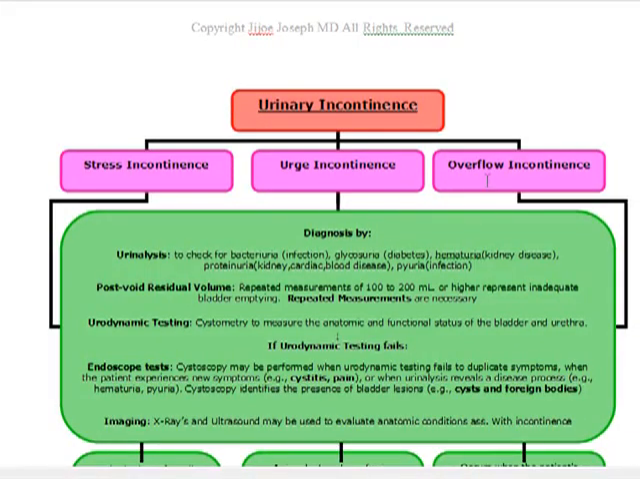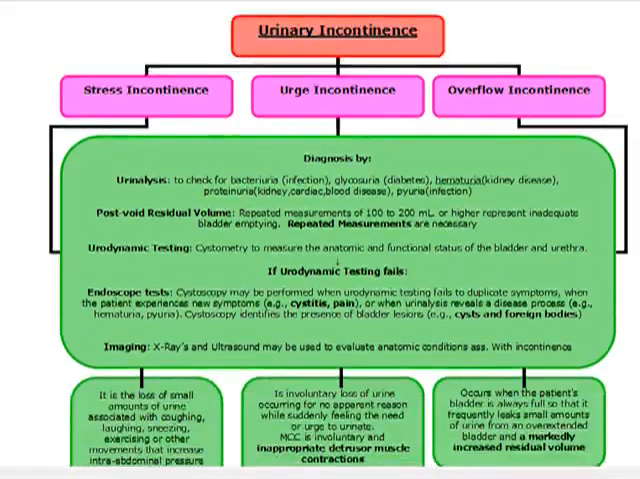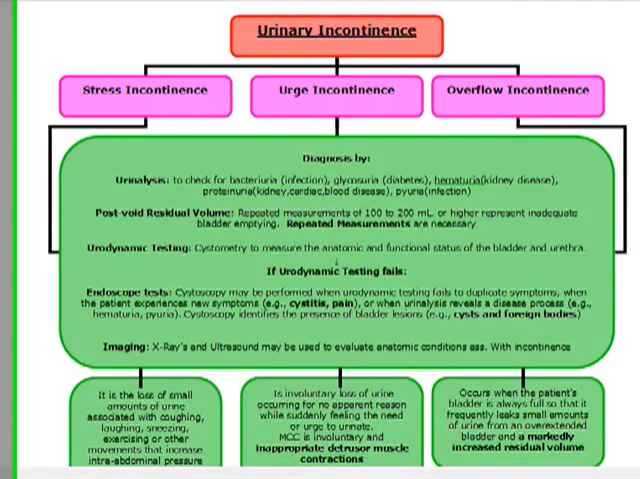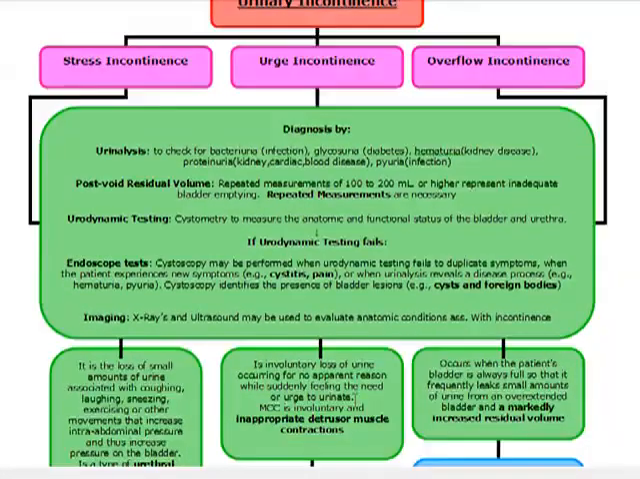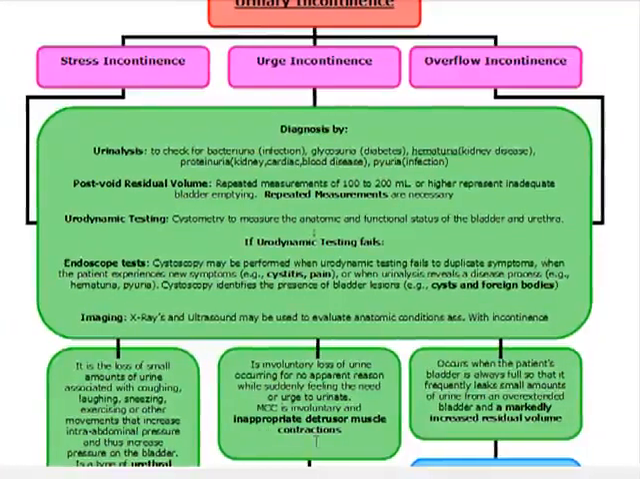Now, urge incontinence and overflow incontinence, it's really easy to remember if you just remember the mechanism. They're actually opposite in mechanism. Our urge incontinence is going to be an involuntary loss of urine occurring for no apparent reason. The patient's going to feel the sudden urge to urinate. And it's most commonly secondary to inappropriate detrusor muscle contractions.